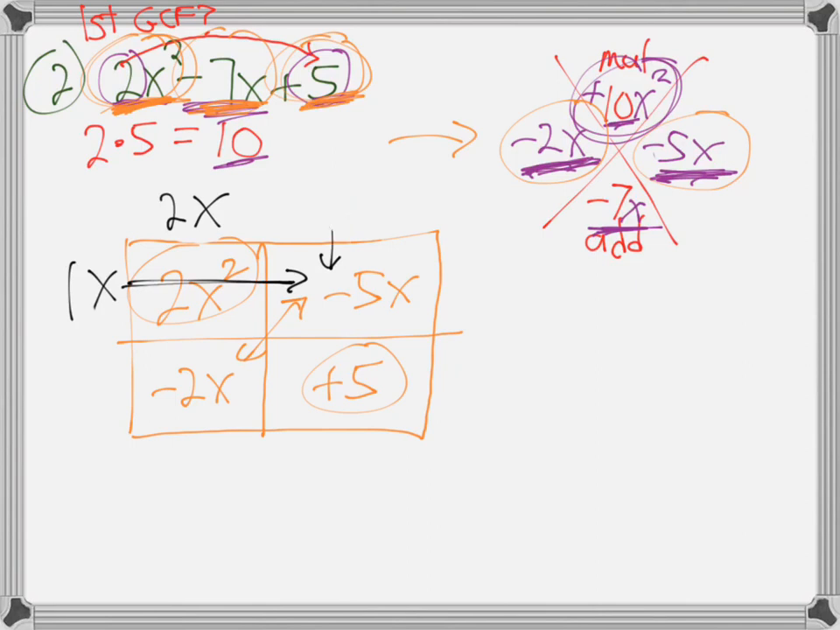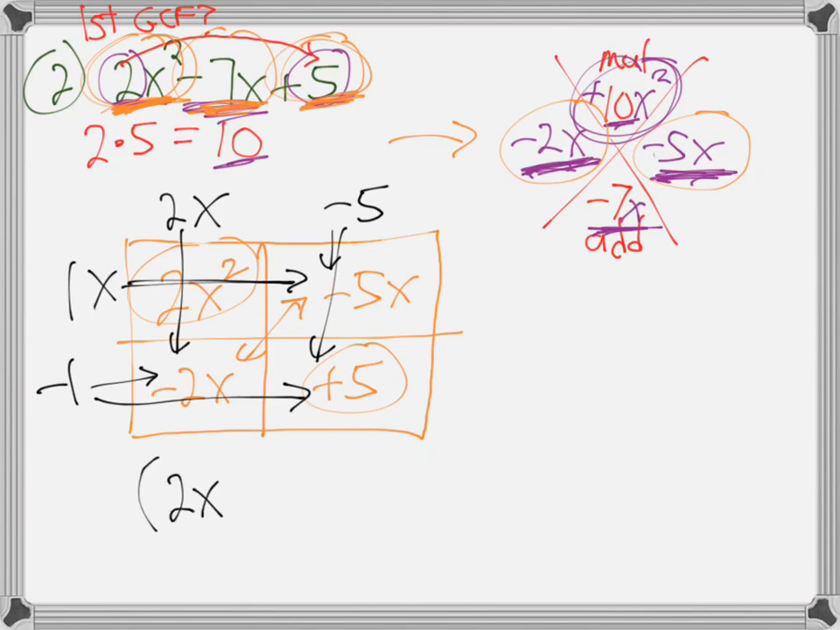Negative 5, huh? We good so far? And then what times 2x will make negative 2x? Negative 1. And then double check: negative 1 times negative 5 is positive 5, yeah. So there it is. So what is it? 2x minus 5, 1x minus 1.